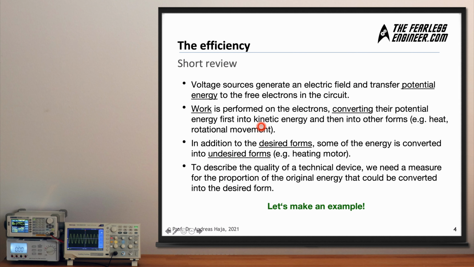Now, before we dive into this concept of conversion efficiency, let's quickly recap some items which we need in order to transfer this concept to the world of electrical engineering. The first is that voltage sources generate an electric field and transfer potential energy to the free electrons in a circuit. We have talked about what free electrons are. If you're not sure what this means, you might want to watch this video, where we talk about valence electrons and how they move, driven by an electric field, through a conductor. And secondly, work is performed on the free electrons in a circuit, which converts their potential energy first into kinetic energy and then into other forms.